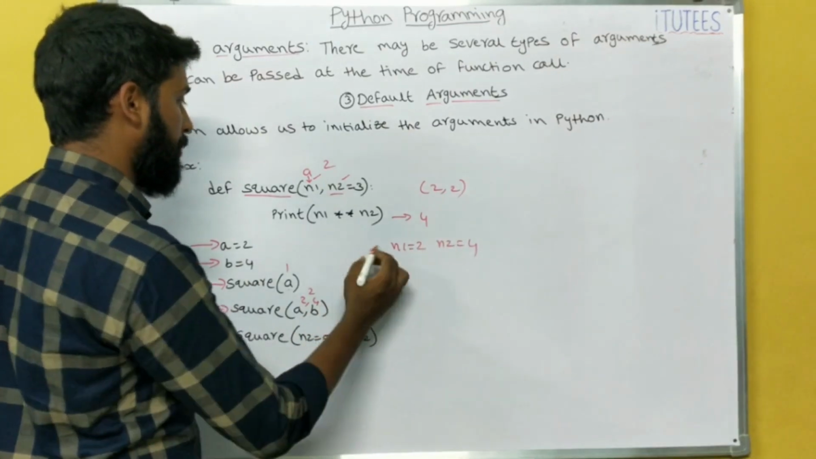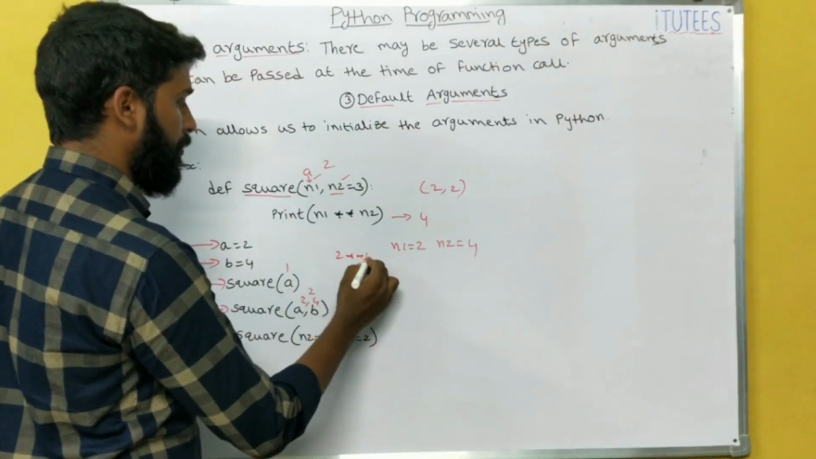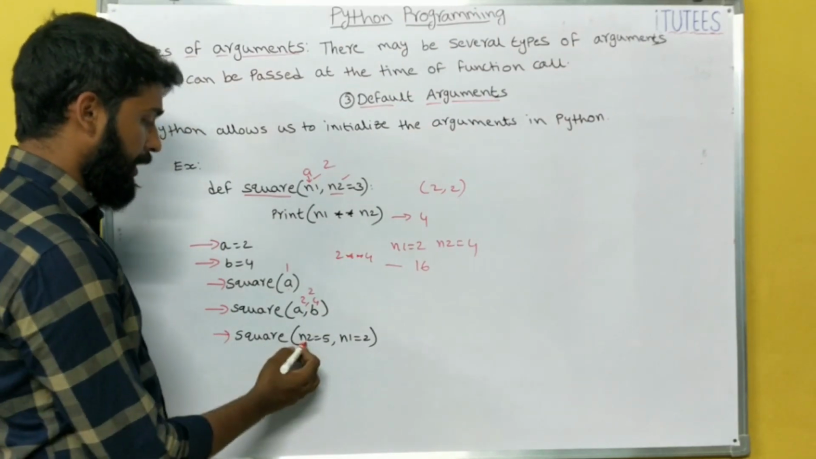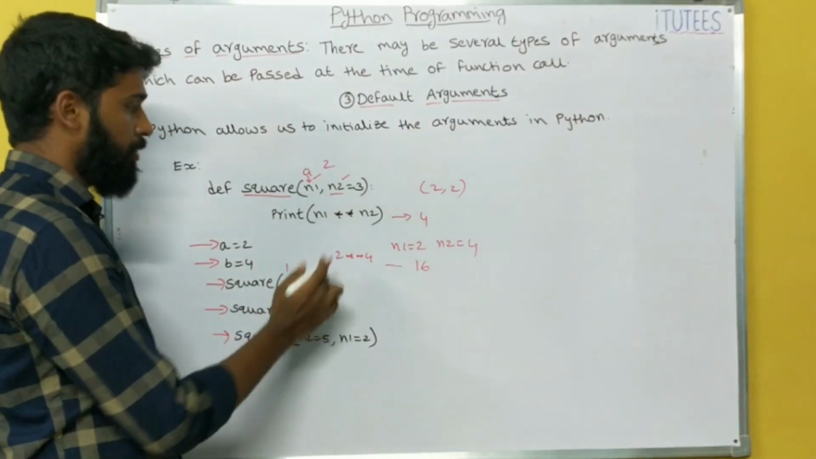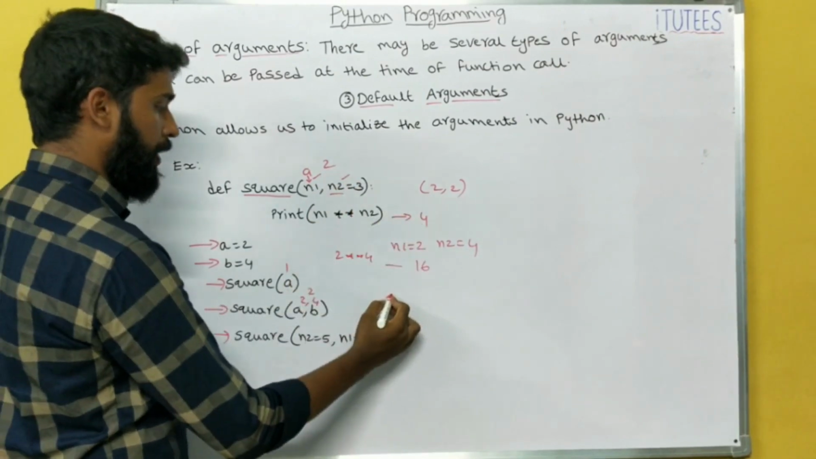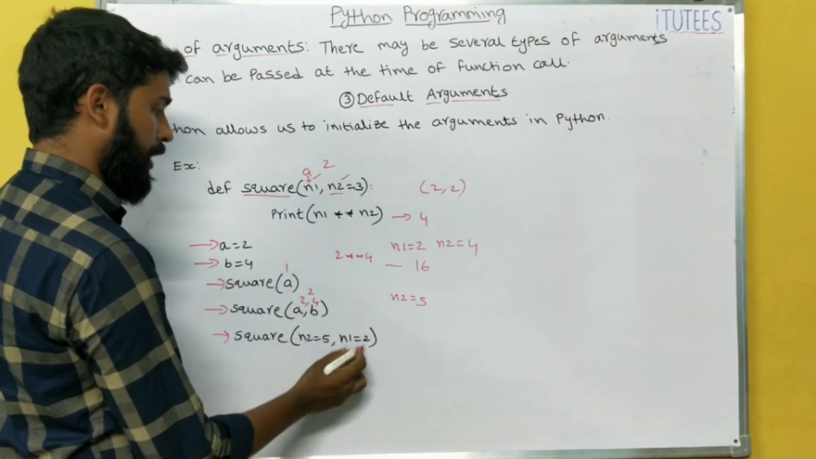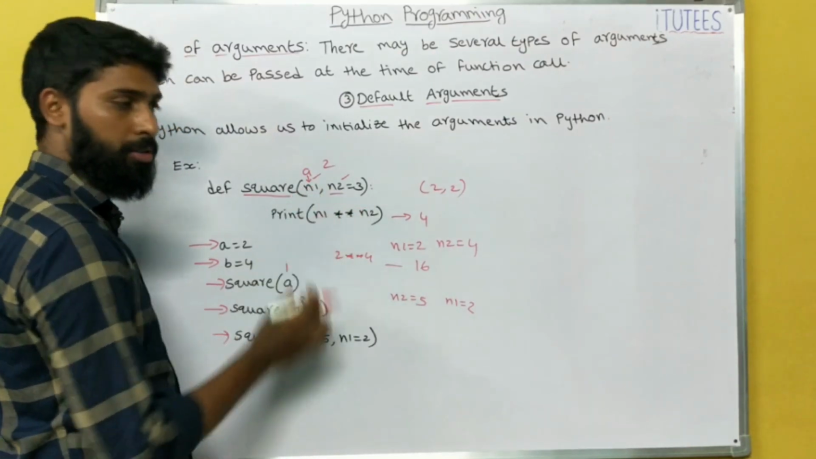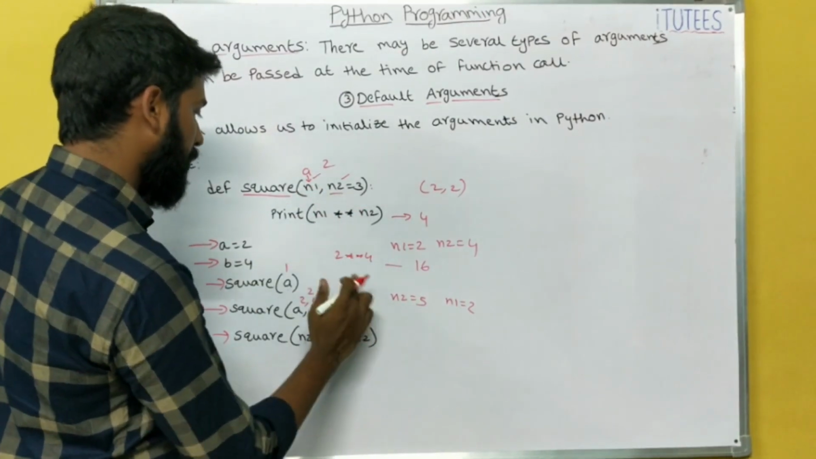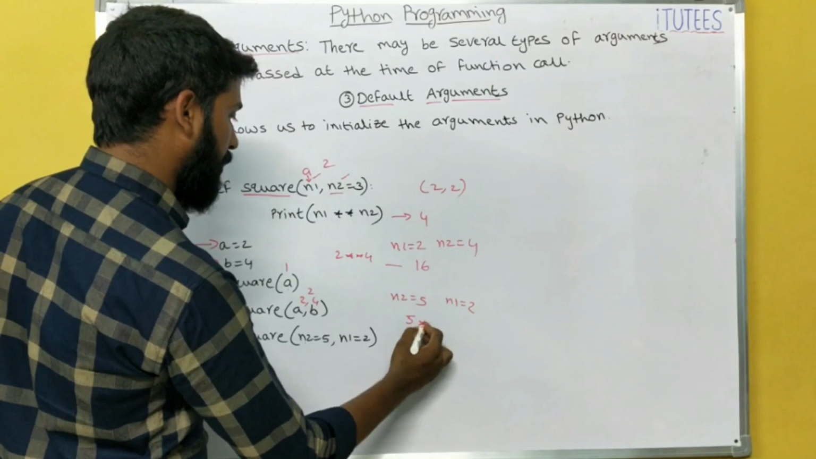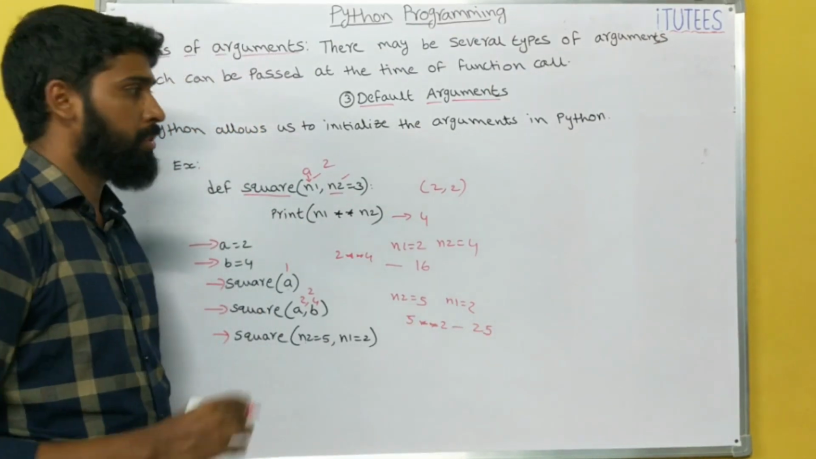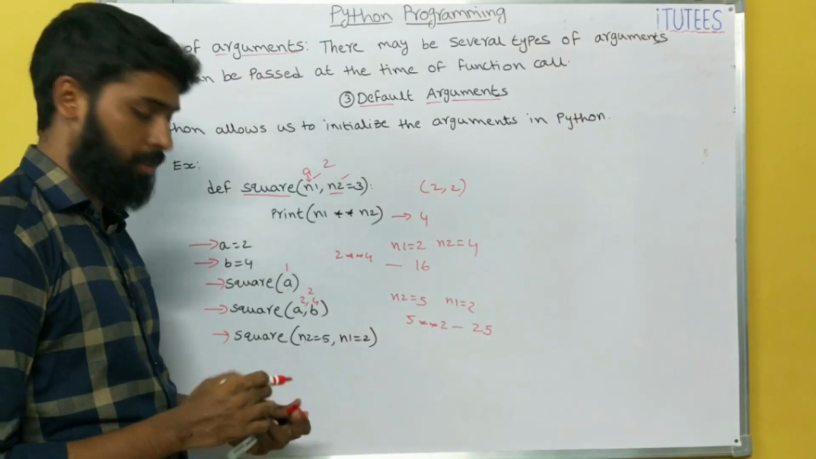So n1 equals 2. That means it prints 2 power 4, that is 16. In the next function call, n2 equals 5. So keyword n2 equals 5, and n1 equals 2. So these are the keywords. So what is 5 power 2? That means it prints 25. So this is about default arguments.